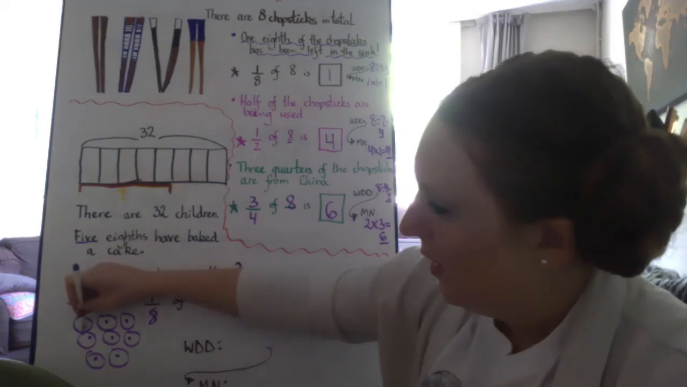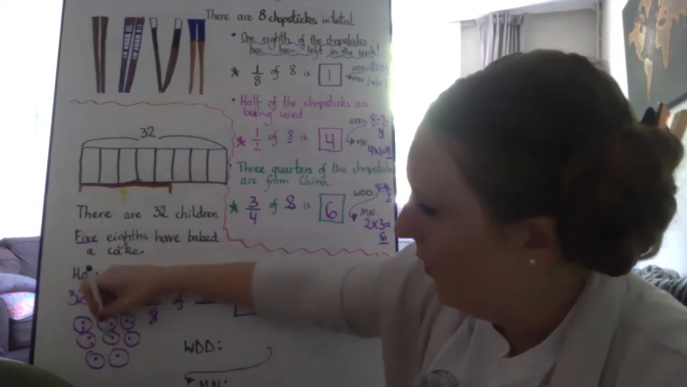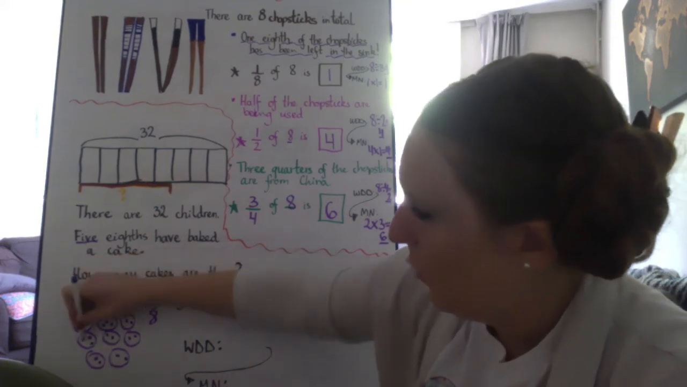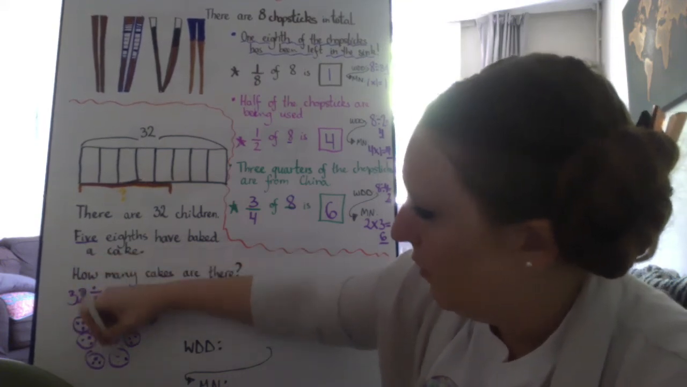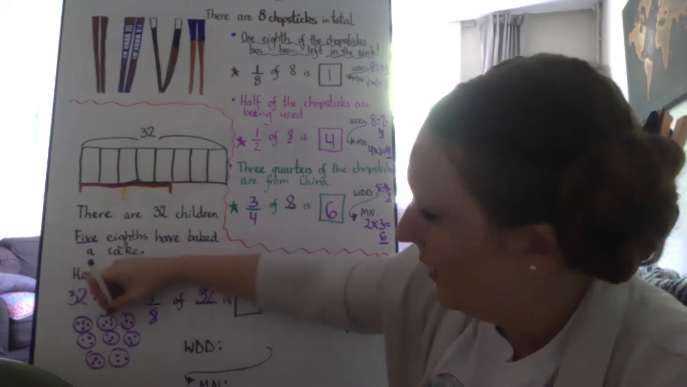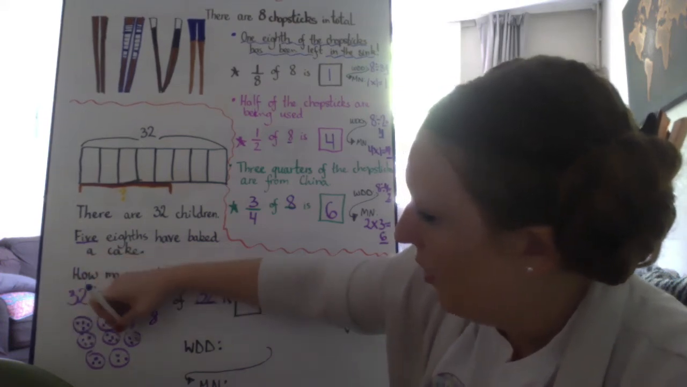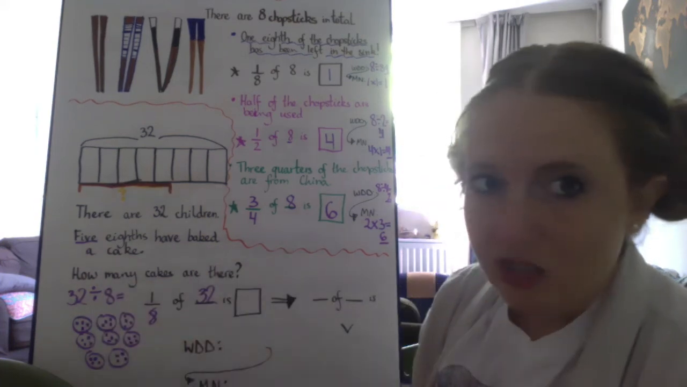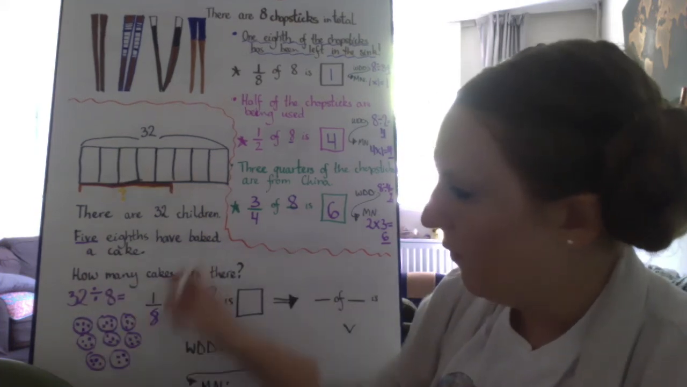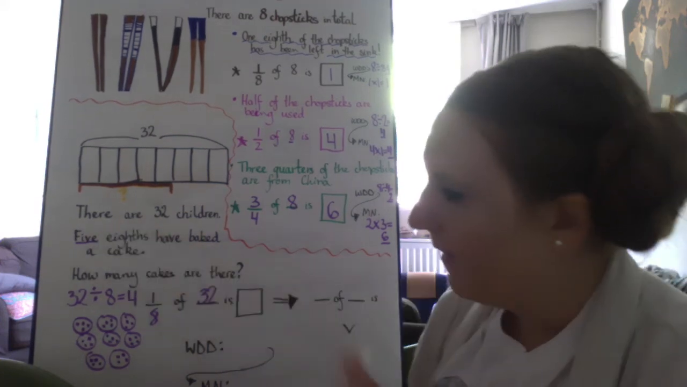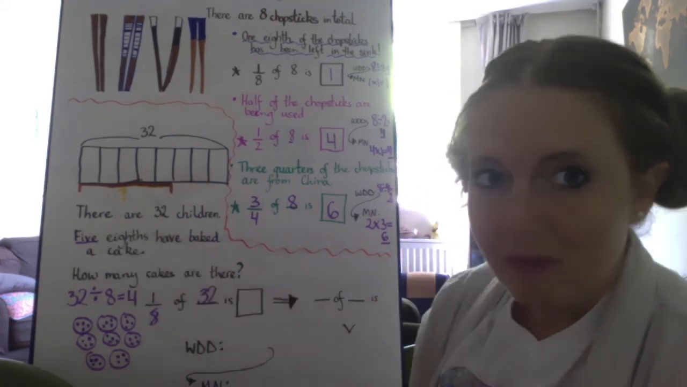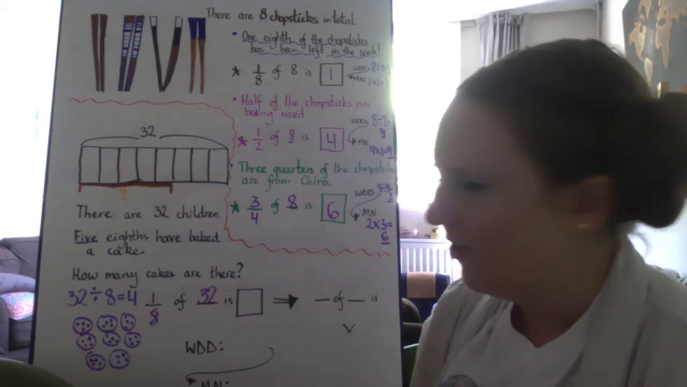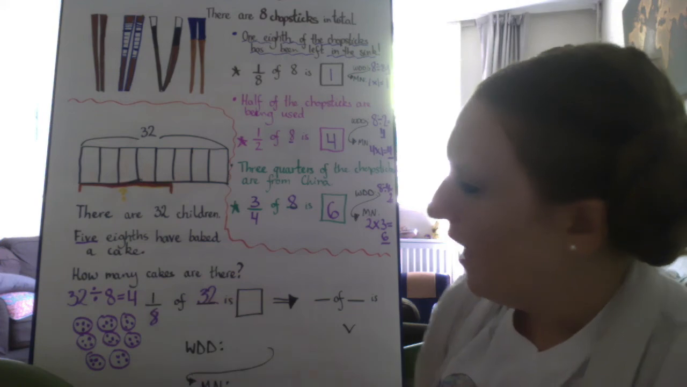So 8, 9, 10, 11, 12, up to 32. Now I can see that each one has 1, 2, 3, 4 in it. So 32 divided by 8 is equal to 4. If you remember your maths facts, you could have also done the inverse. What times 8 is equal to 32? 4.